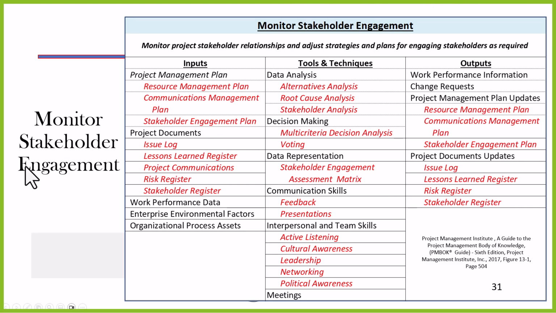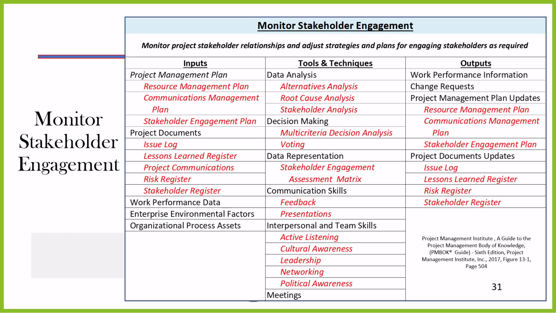Here's the structure. So first of all, I have my stakeholder engagement plan as an input. I have my issues log, which is something I want to stay on top of and analyze. I have my stakeholder register. But then right here I have that work performance data. That's the actual results of the stakeholder engagement. So I'm going to analyze those.